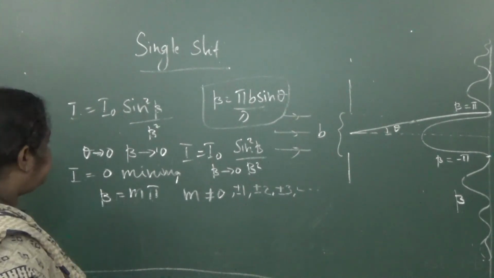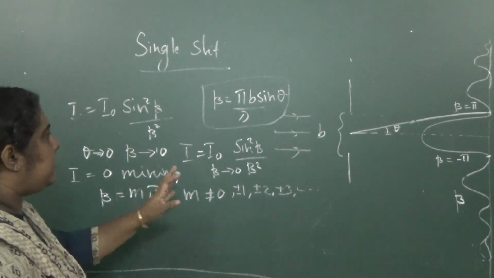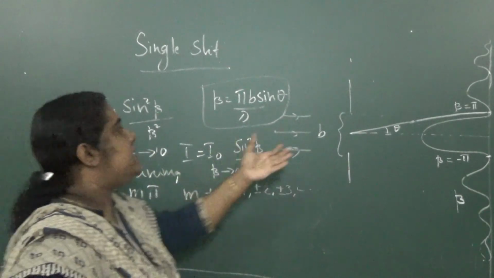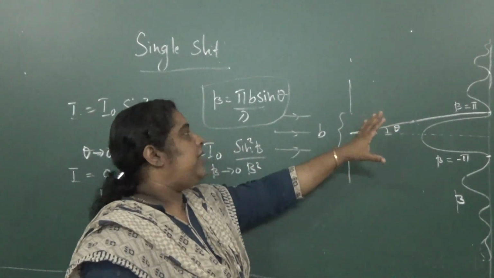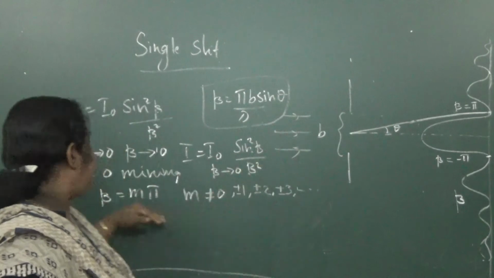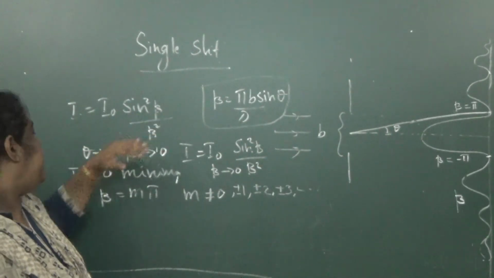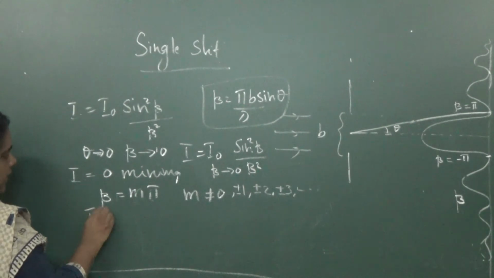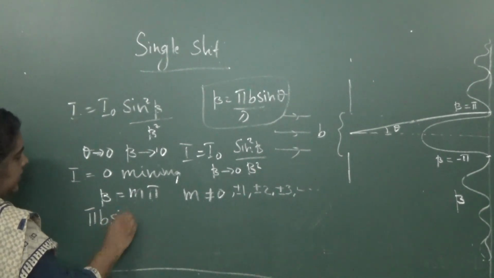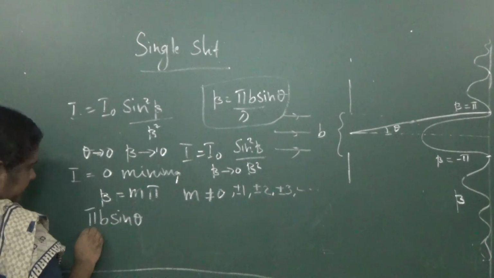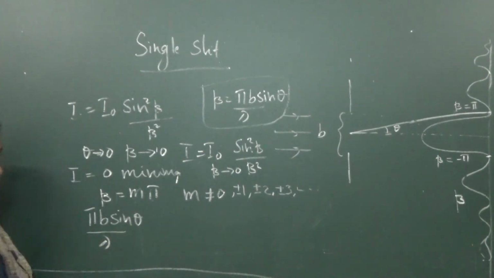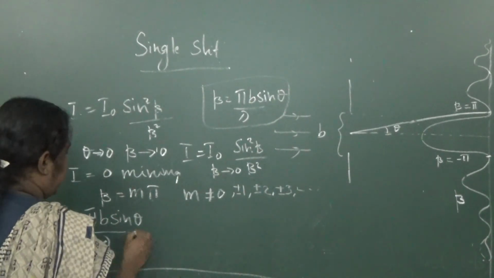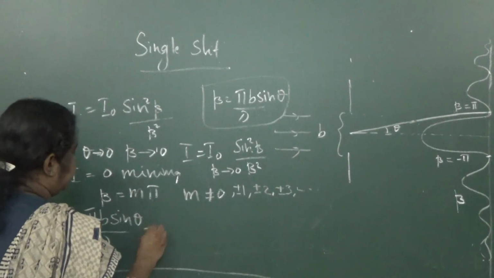Now we have to find out what the theta will be at that time. We got the idea: beta equal to m pi will give you the minimum. And beta we know is equal to pi b sin theta by lambda, equal to m pi.